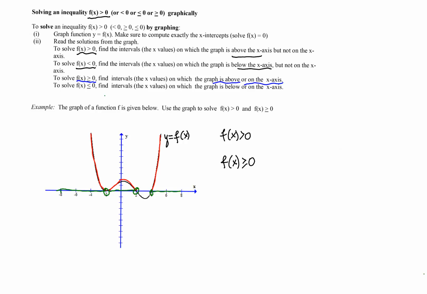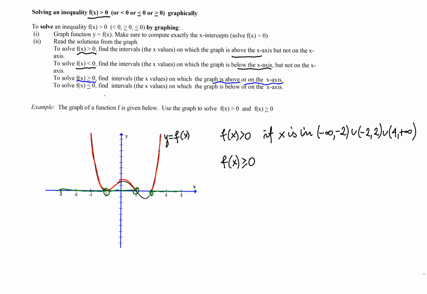And therefore I can write the solution: f of x is greater than 0 if x is in the interval from -infinity to -2, union from -2 to 2, and the union from 4 to +infinity.